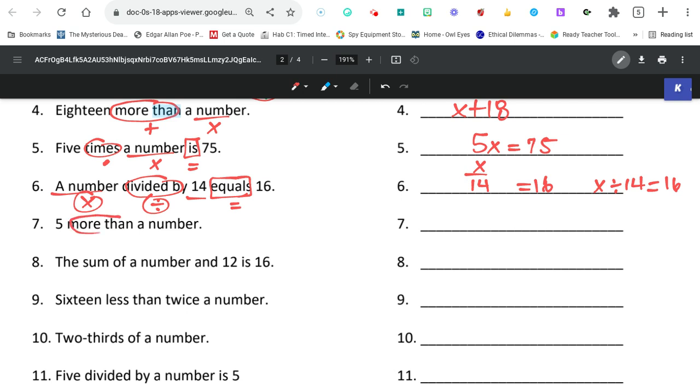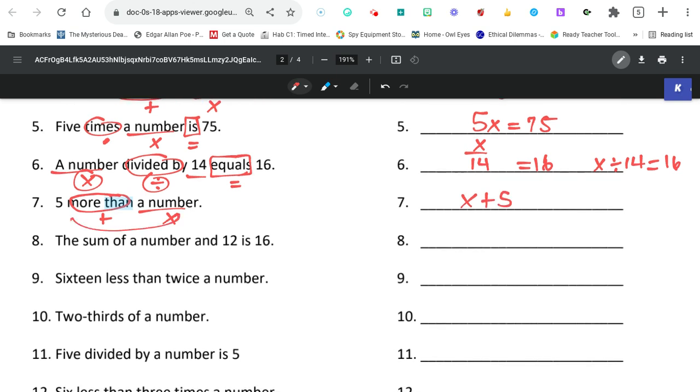Number 7: 5 more than a number. More than means plus. A number is X. There's a turnaround phrase, but there's nothing that means equal. So because there's a turnaround phrase or word, please don't write 5 plus X. Put X plus 5. Just turn it around and go that way.